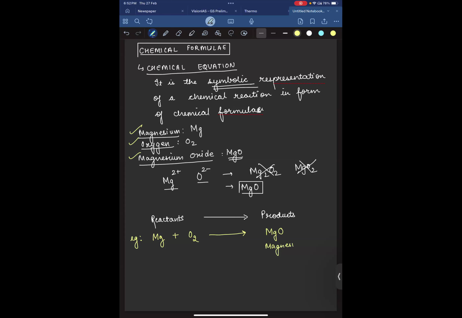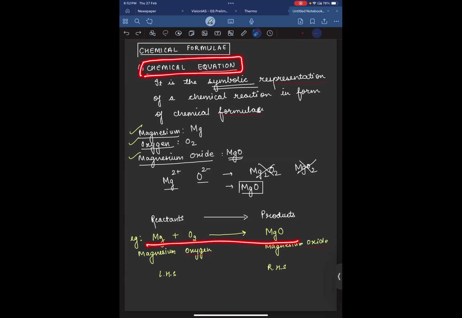Below this, we can mention their names if we want to. So on the left hand side, reactants. On the right hand side, products. If there are more than one reactant, we separate them using the plus sign. So this is an example of a chemical equation where magnesium reacts with oxygen to give magnesium oxide.